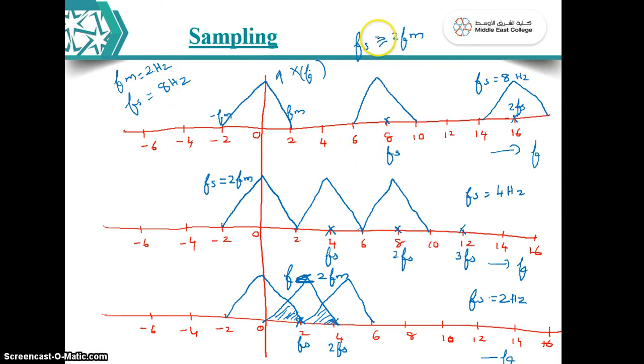So the first case is not equal, it is only greater than 2Fm. Second case, Fs is equal to 2Fm. Third case, Fs is 2 Hz, so here Fs is less than 2Fm.